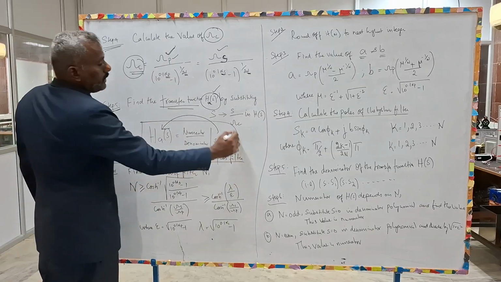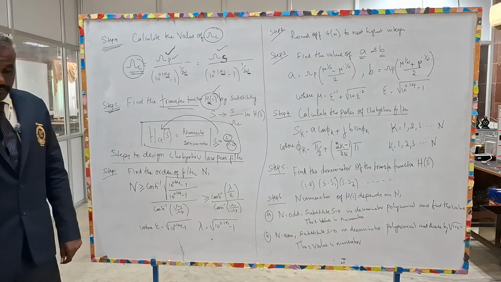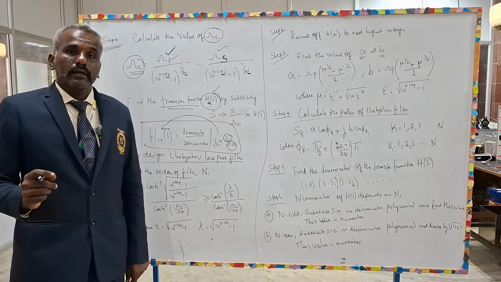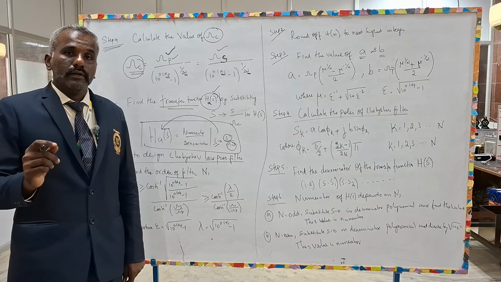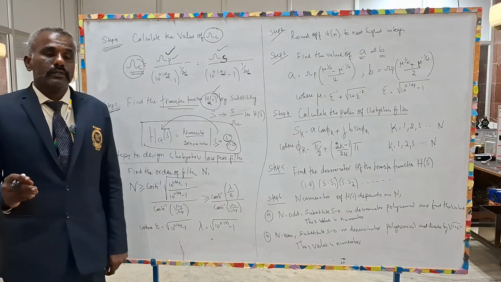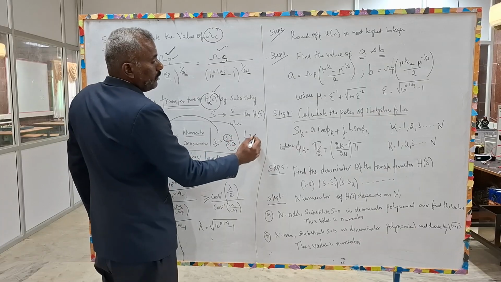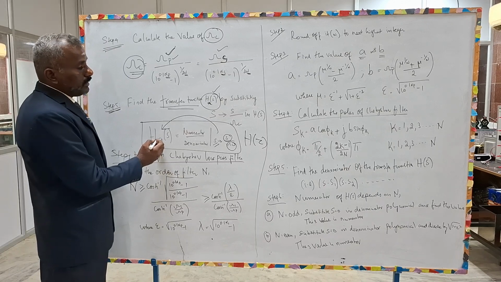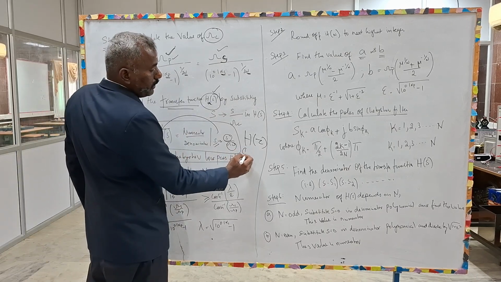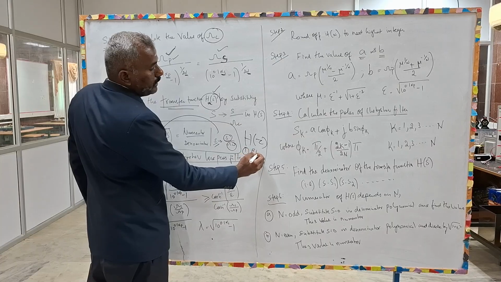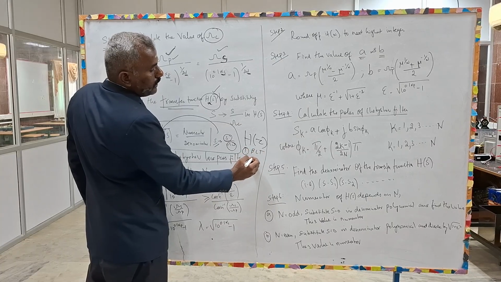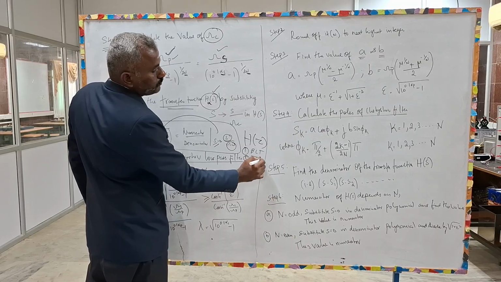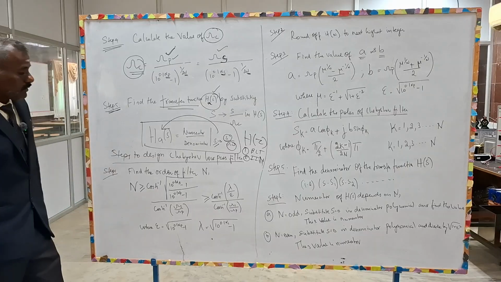After finding H_a(s), the analog transfer function, you are requested to find the digital transfer function, that is H(z). For finding H(z), we have two procedures: one is the bilinear transformation method and the second one is the impulse invariance method, IIM.